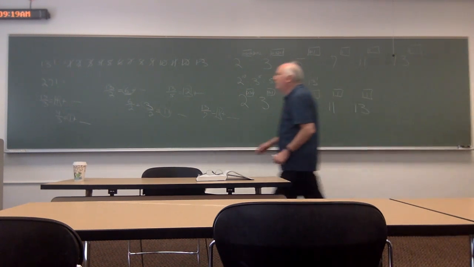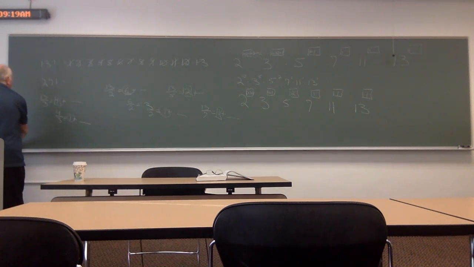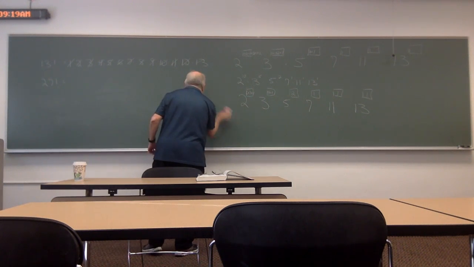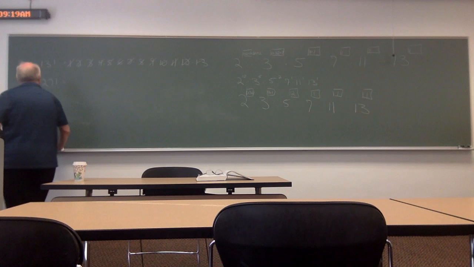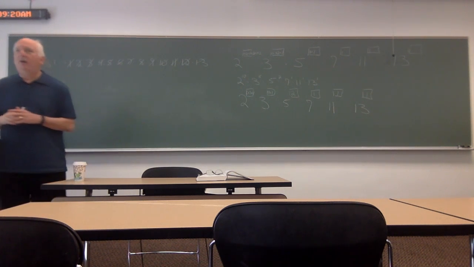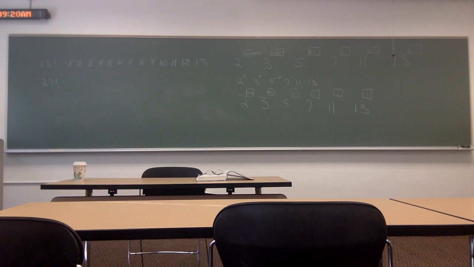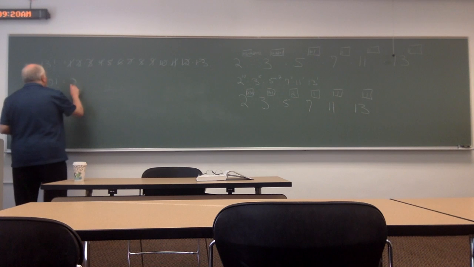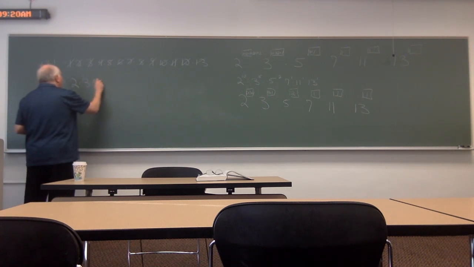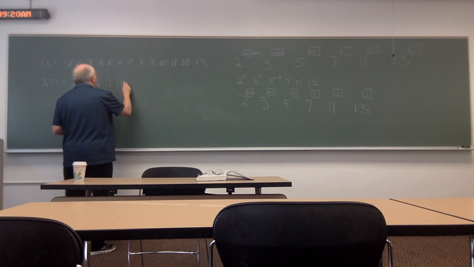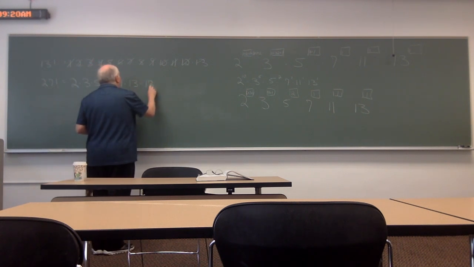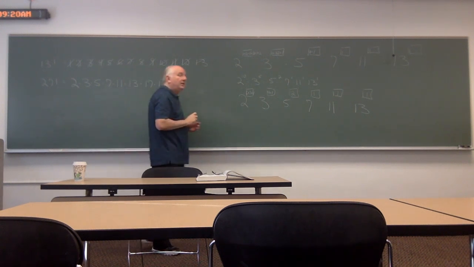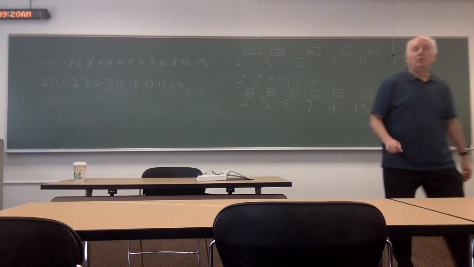So for 27 factorial, the only primes we have to deal with are primes that are less than or equal to 27. So we're going to have to deal with 2, 3, 5, 7, 11, 13, 17, 19, 23, and that's it, right? Those are the only primes less than or equal to 27.